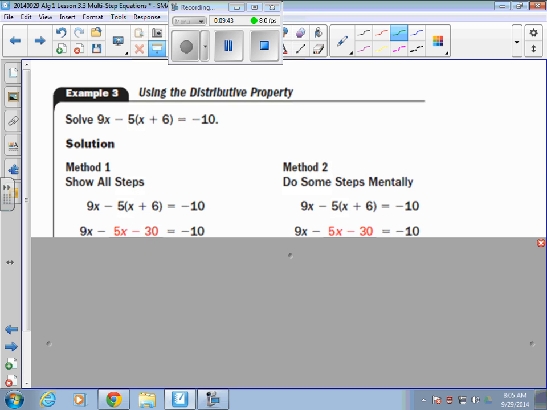Example number 3 is using the distributive property. 9x minus 5 times x plus 6 is equal to negative 10. You have to distribute first. This is two different methods. We'll go through method 1 first.